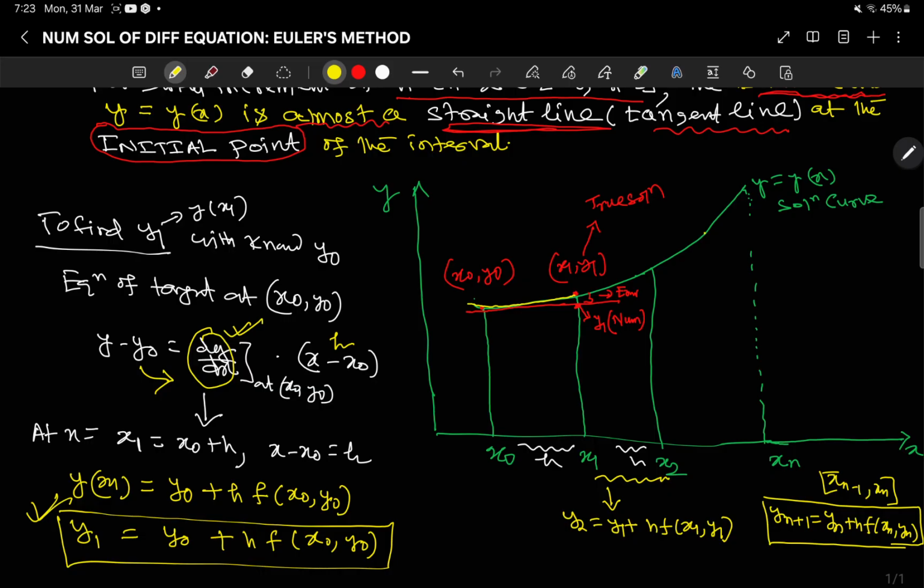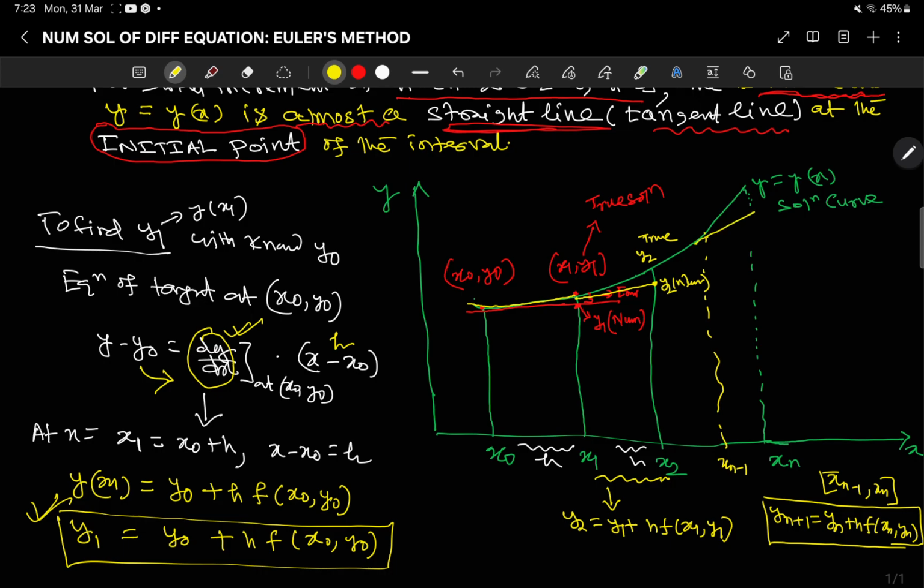Suppose this is my xn minus 1. Now for getting y2 I have to draw a tangent here. This is my y2 true solution, but this point is my y2 numerical solution, right? Now I continue, I go on extending, and I draw a tangent at this point.